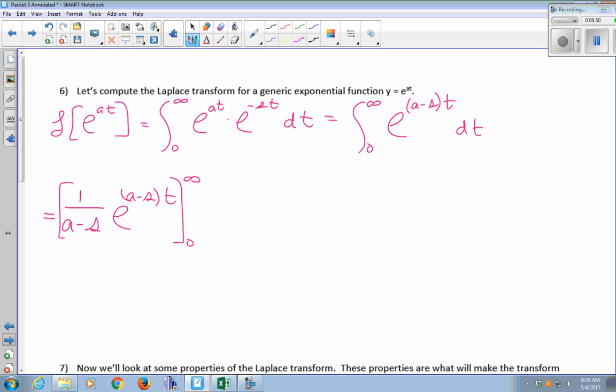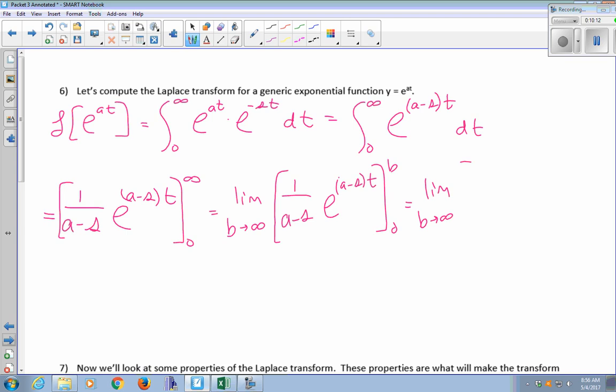And a similar thing is going to happen here. I'm going to take the limit as b goes to infinity of 1 over a minus s times e to the (a minus s)t from 0 to b. So if I plug b in, I have 1 over a minus s times e to the (a minus s) times b. And then when I plug in 0, I get 1 over a minus s, because e to the 0 is just 1.